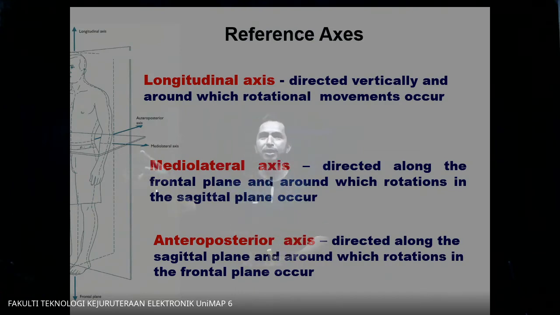You can see from the figure, here is the medial lateral axis, and here is the antero-posterior axis, and we have the longitudinal axis. From Cartesian coordinates, if we have three-dimensional x, y, and z, the longitudinal axis will be y, medial lateral will be the x-axis, and antero-posterior will be the z-axis. So three main axes that we have in our body. Same as the planes just now, there are 3. Axes also 3.